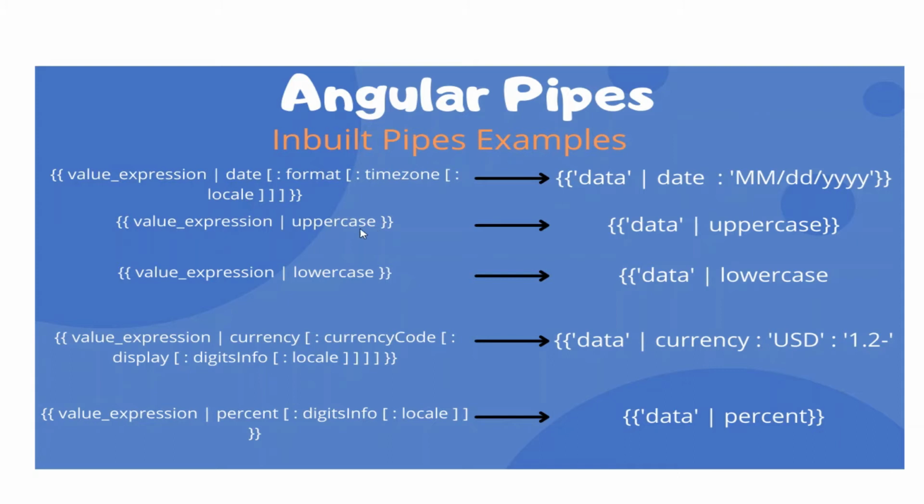Similarly for the uppercase pipe, you just need to put a pipe symbol and say uppercase. That's it. The data which is in lowercase will be transformed into uppercase. Similar to that, lowercase also is going to transform everything into lowercase.